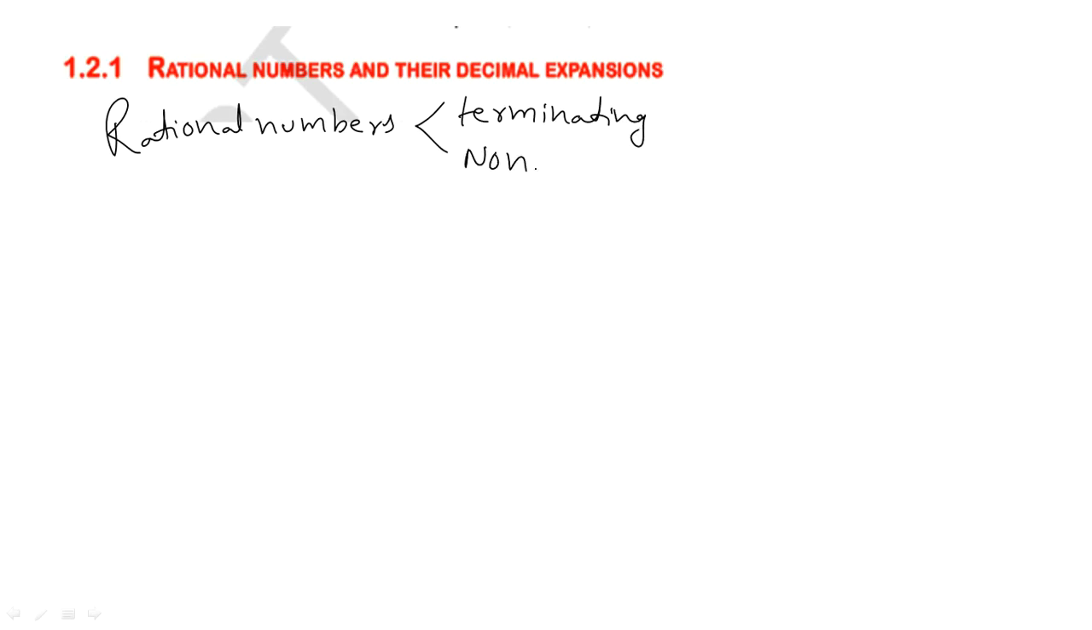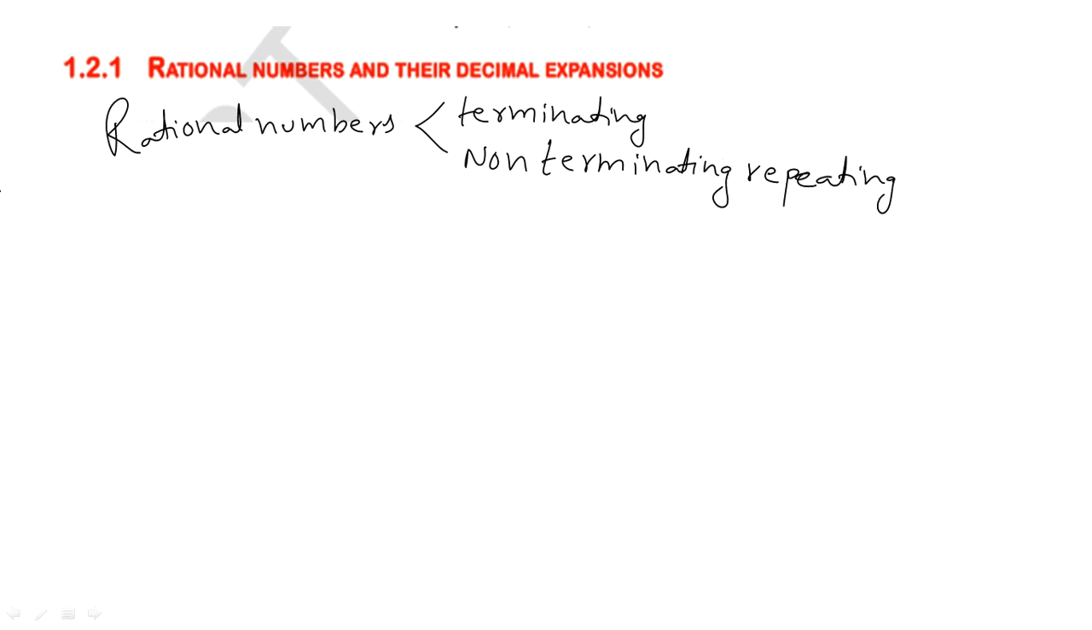In your previous classes you would have studied rational numbers, and rational numbers would be in either a terminating form, terminating decimals, or the other form, non-terminating recurring decimals, isn't it? Non-terminating repeating decimals. Yes, so you would have studied.